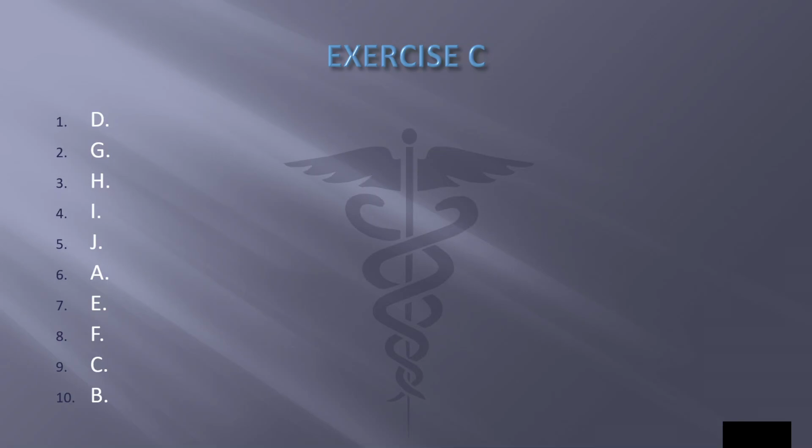Number 7, hepato is E, liver. Duodeno is F, the first part of the small intestine. Ileo is C, the third part of the small intestine. And 10, pancreato is B, endocrine and exocrine gland near the stomach.